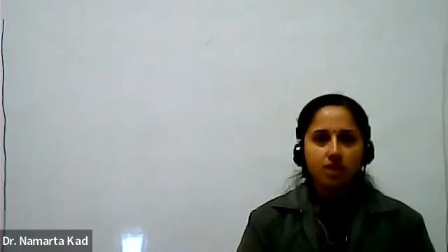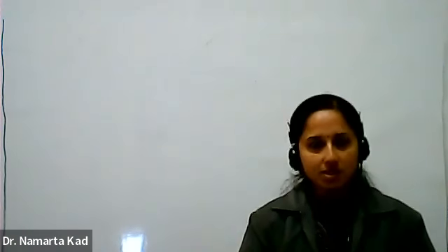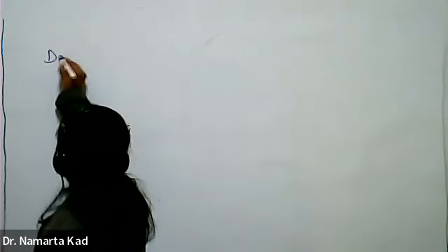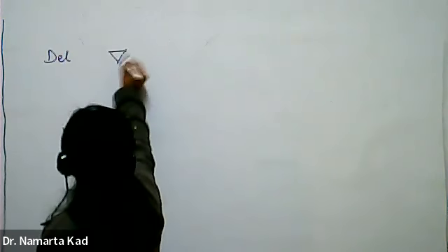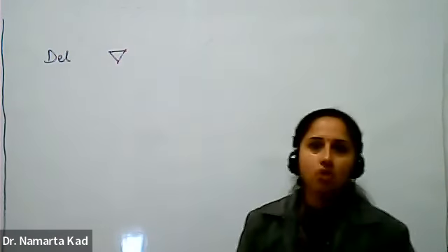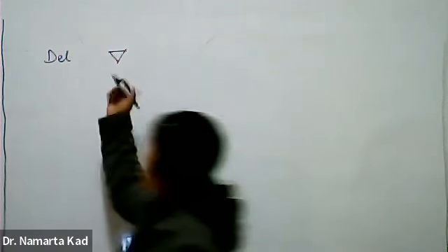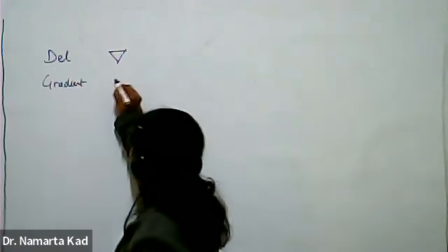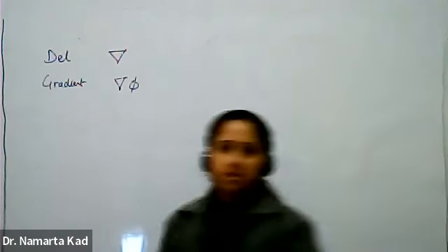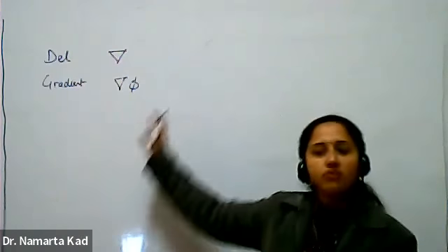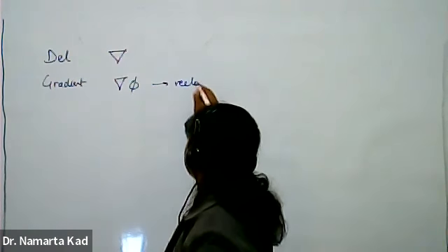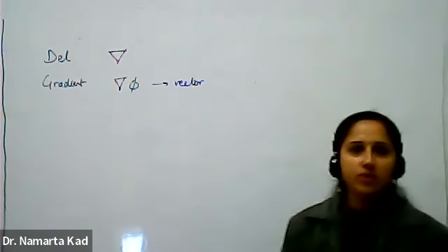Hello students. Today we are going to start with our next lecture. In the last lecture, we covered some topics like del. Del is the symbol, and it is also called nabla. The next topic we covered is gradient, that is del of a scalar. It is a simple multiplication of del with a scalar quantity, and this will result in a vector quantity.